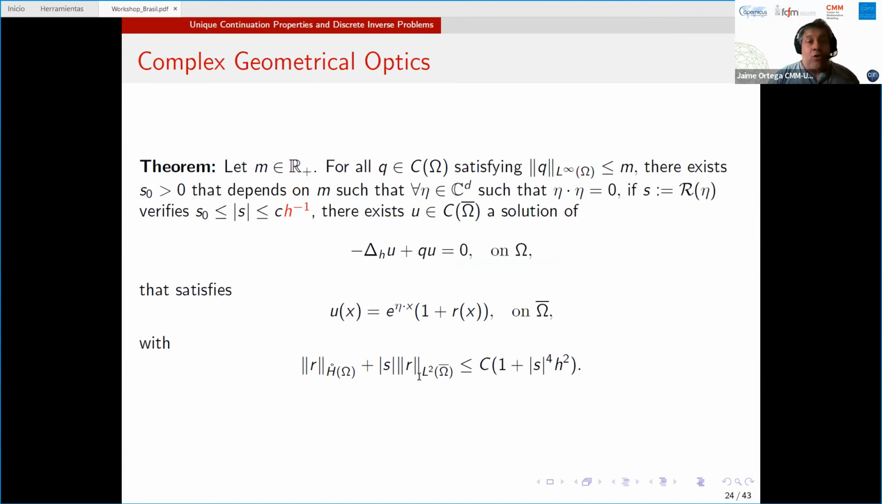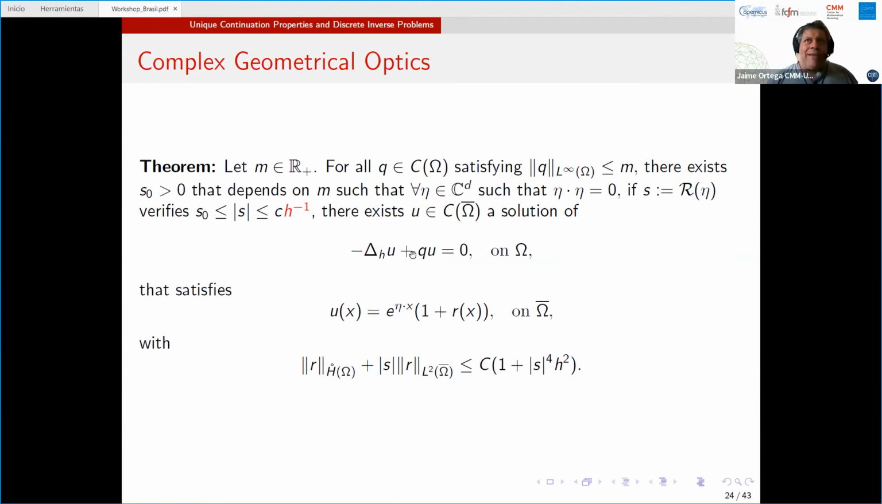To answer this problem, in the works of Sylvester, Uhlmann, and others, some techniques appear to prove this. To prove it, they use something called complex geometric optics. What does this mean? Okay, I'm going to write this equation.